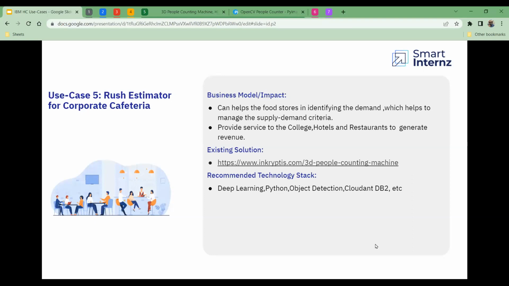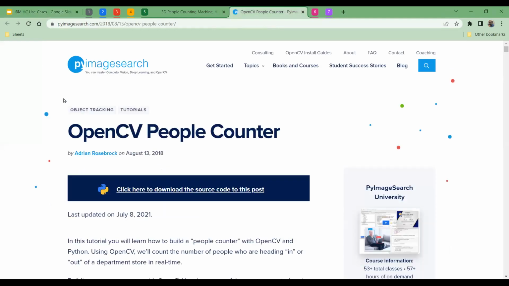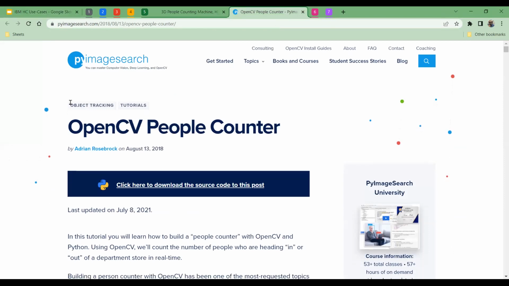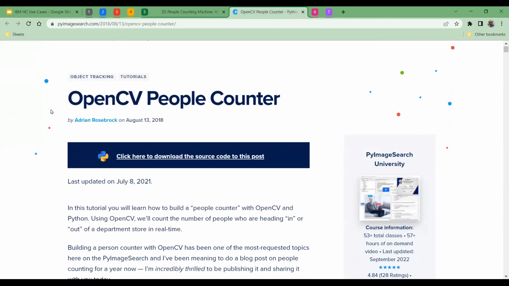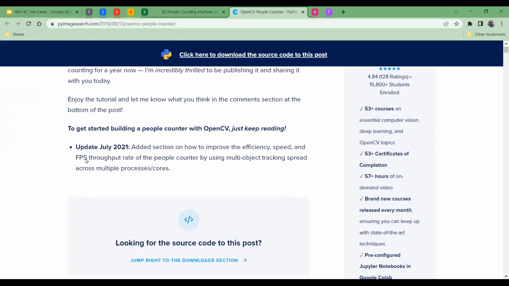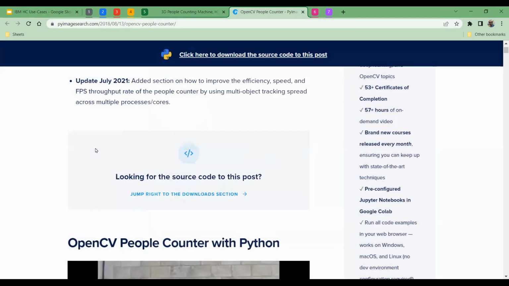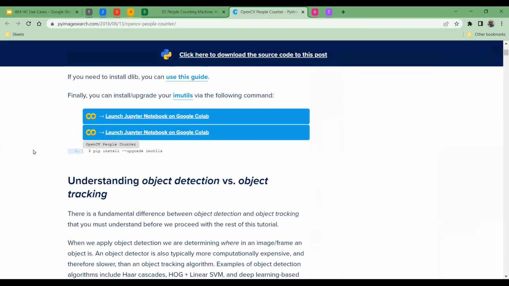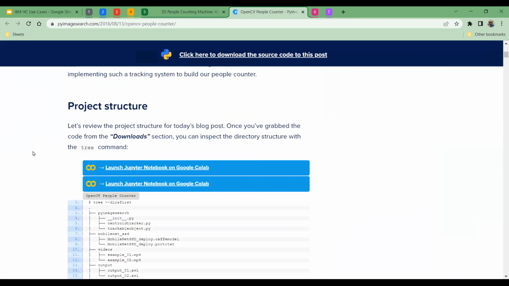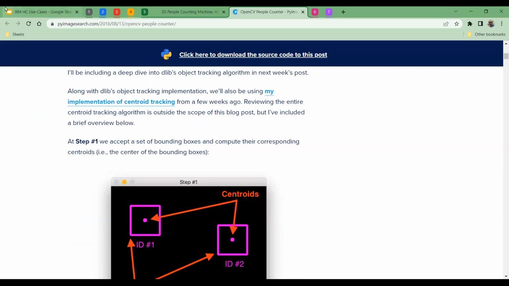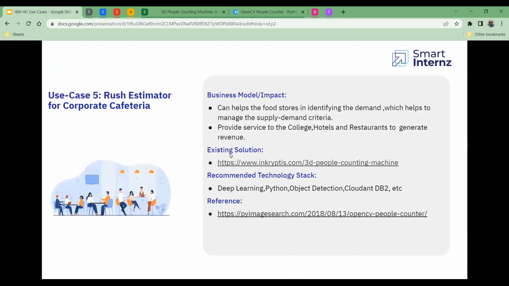Coming to the reference part, it's a blog tutorial using OpenCV, on people counting, from a website called PyImageSearch. They mostly deal with object detection, computer vision, and deep learning problems. They have used CCTV footage and counted how many people are coming in and going out. You can use this as a reference. I suggest you all explore more, not only the things we have given. Explore the internet and understand the problem statement more so you can build it up. So that's use case number 5.